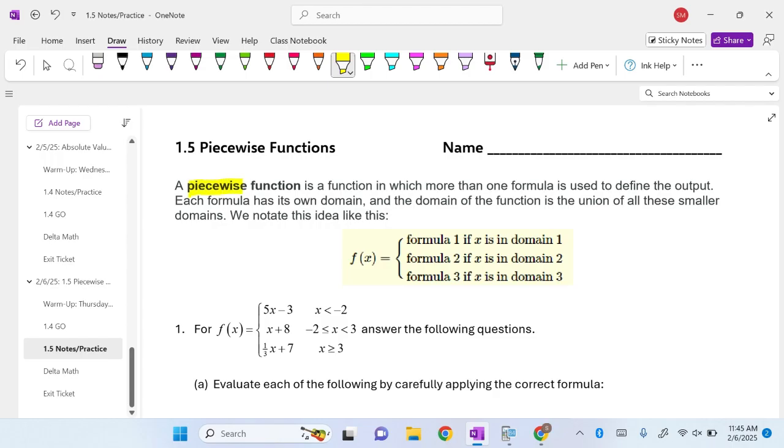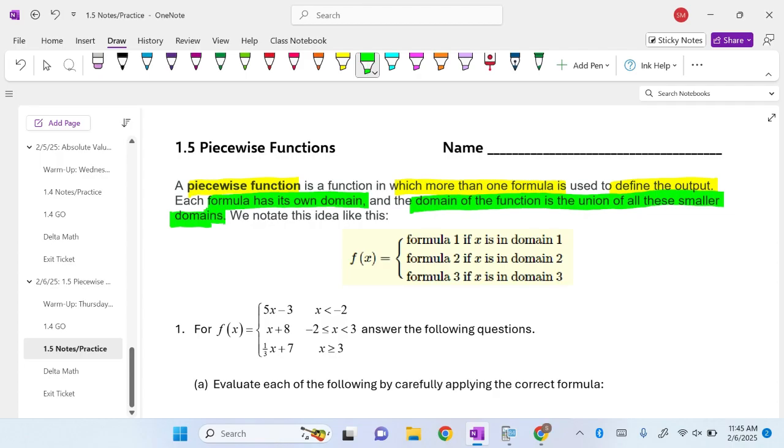So again, a piecewise function is a function that has more than one formula used to define the output. Each formula has its own domain, and the domain of the function is the union of all the smaller domains.